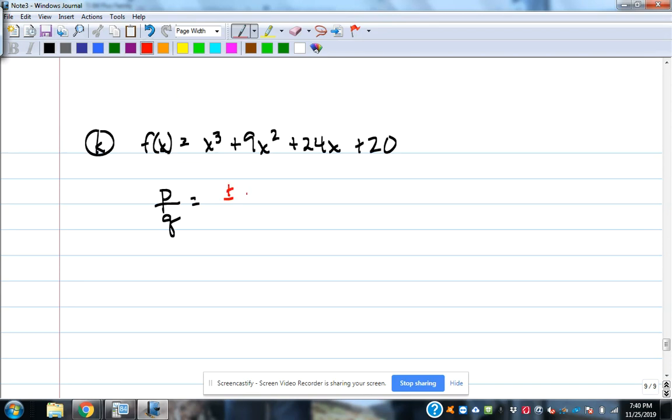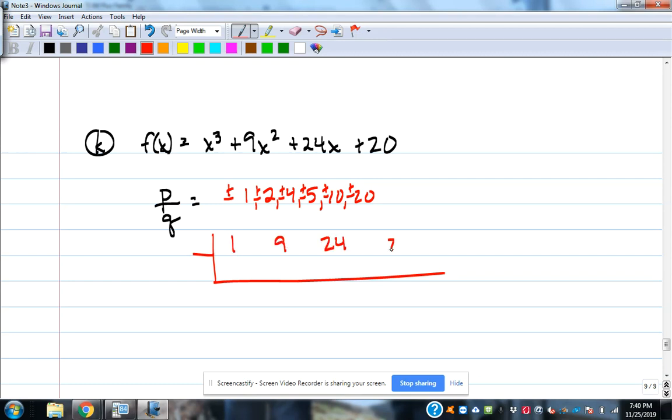So factors of 20 are what? We always start with 1. So what's next? 2, 4 goes into 20, 5 goes into 20, 10 goes into 20, and then 20 into itself. And then Q is 1, so is there any need in doing the bottom part? No, we just know that there's plus or minus in front of each one of those. So we've narrowed it down already to those. So the next step is to do what with the polynomial? Graph it.